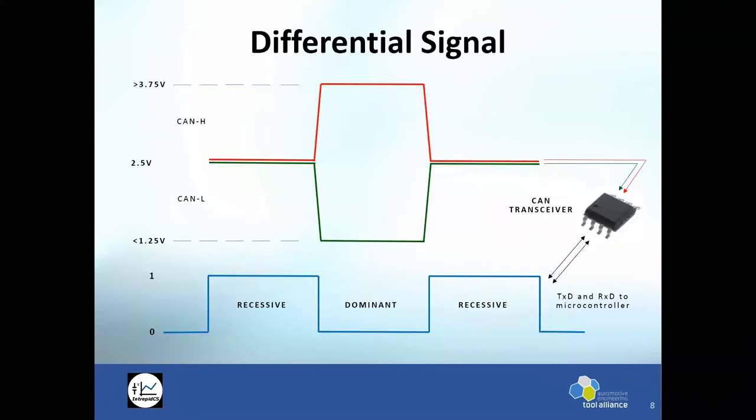So what does a CAN signal look like? It's a differential signal. When there's no traffic on the bus, both CAN high and CAN low are sitting idle at 2.5 volts.